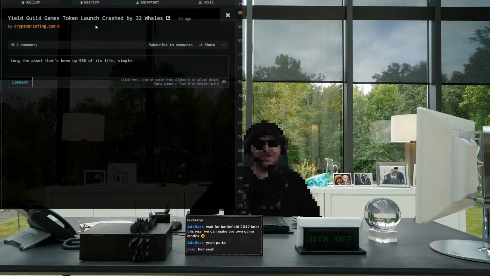Yield Guild Games token launch crashed by 32 whales. If I start a company next time, I'll call it 32 whales. Dedicated to this particular headline here. Crashed by 32 whales. They counted them with the binoculars. They looked at the open ceiling, like, yep, there's 32 whales in there, 32 wallet addresses, and they're all cashed out.